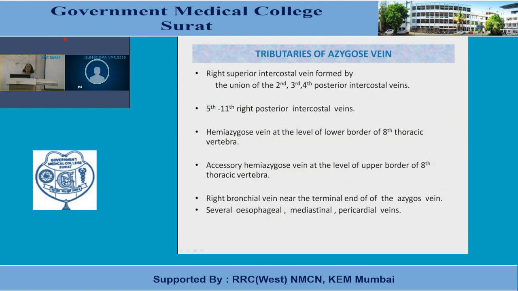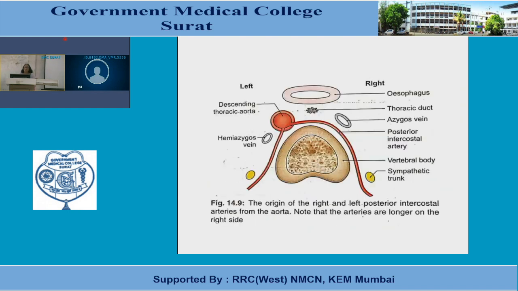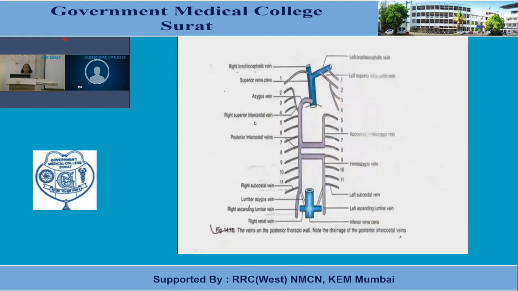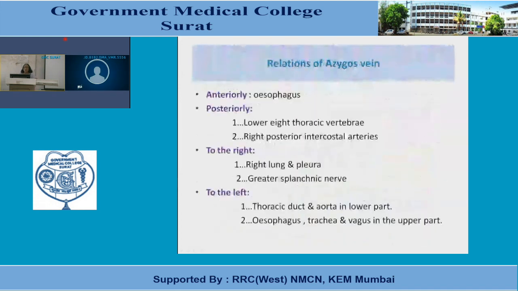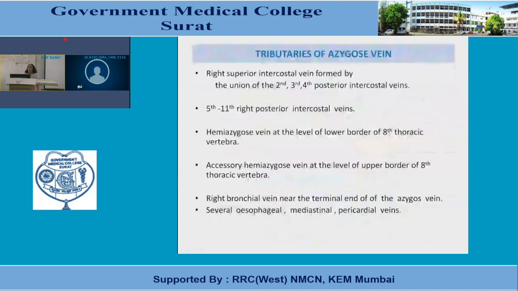Now what are the tributaries of the azygous vein? Number one, the most important, is the right superior intercostal vein, formed by the union of the second, third and fourth posterior intercostal veins, as we have seen in the diagram. The union of the second, third and fourth posterior intercostal veins forms the right superior intercostal vein.